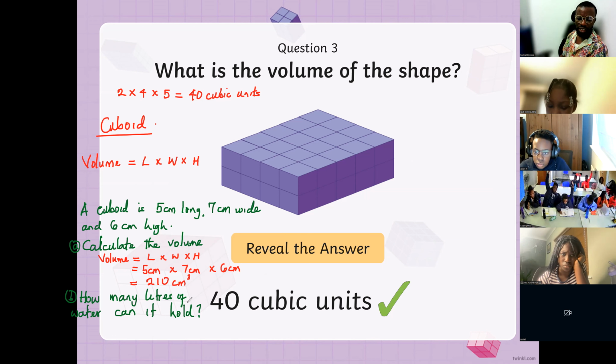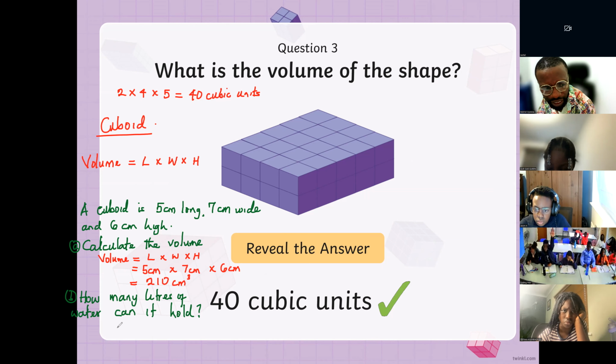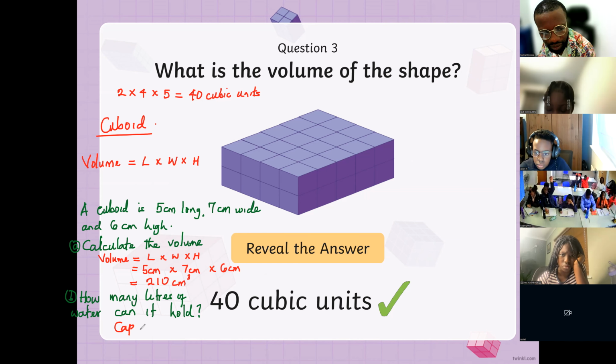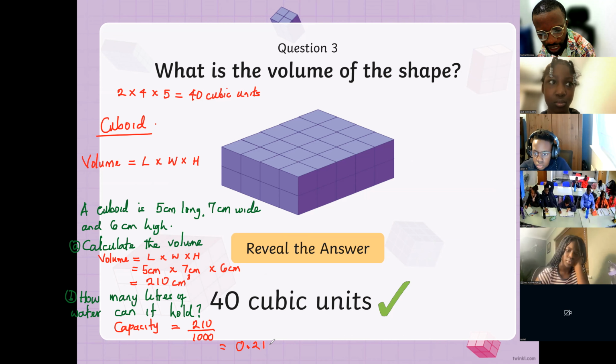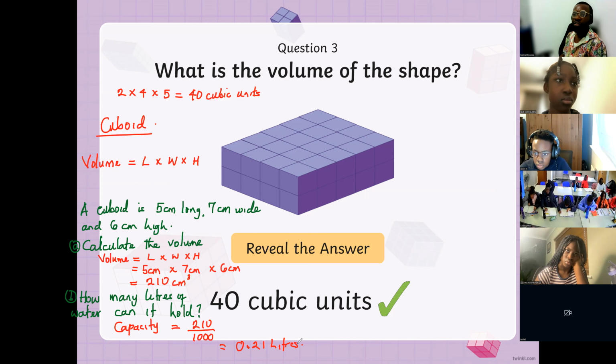Okay, very good. Now, the capacity is simply 210 divided by 1,000. And this is equal to 0.21 liters. Both answers.